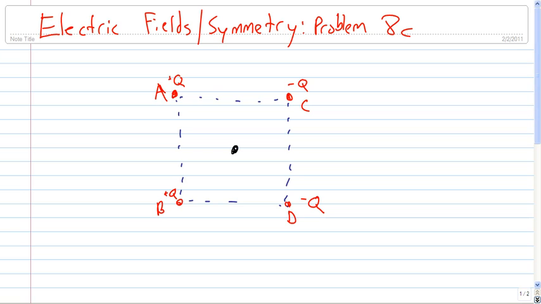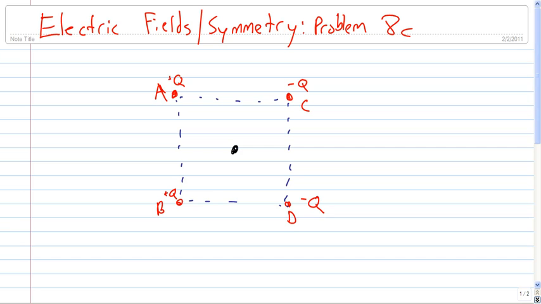Okay, so 8A, by the way, is easy because if you draw all the field vectors, just draw them like a free body diagram. You see that they cancel out pretty quickly, right? They all point in 4 different directions and they're all going to sum to 0. Okay, let's do that here though.